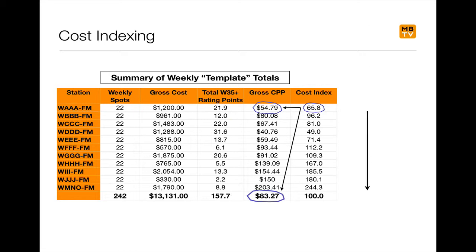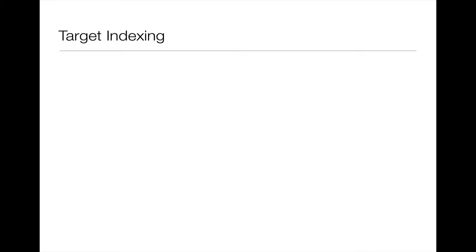If the only thing that mattered to us were cost per point efficiency, this table would be a ranking of the best to the worst. But we know that cost per point efficiency is not the only factor in planning, and target richness matters too. So, not all women 35 plus are equally valuable to this HVAC dealer.